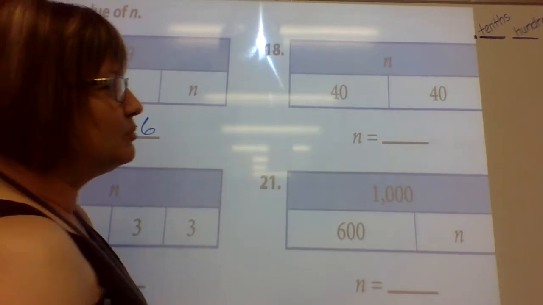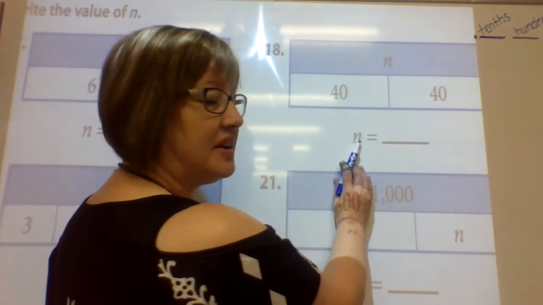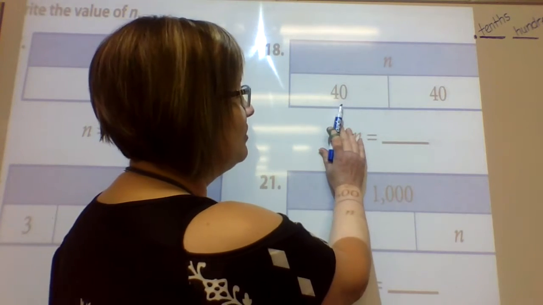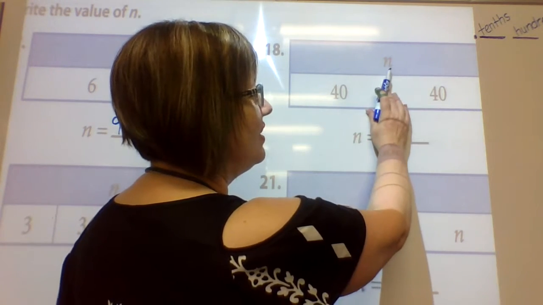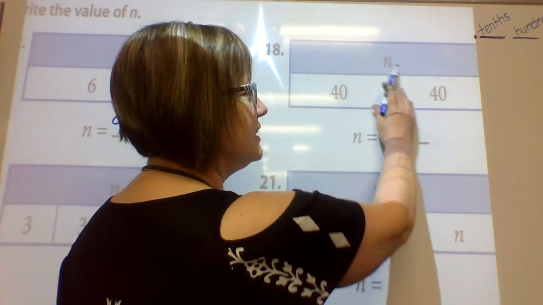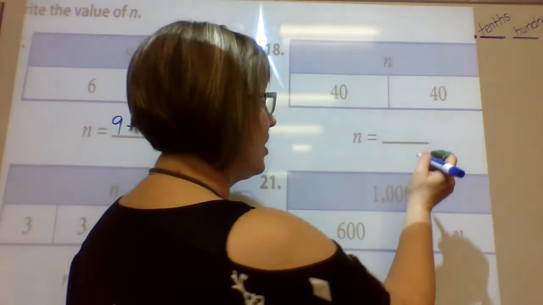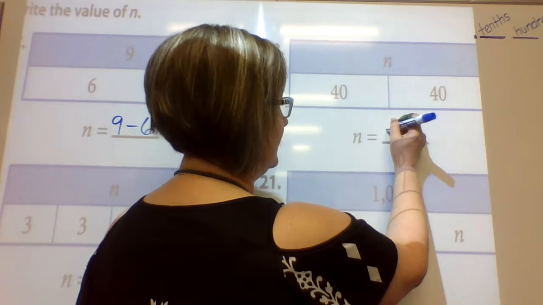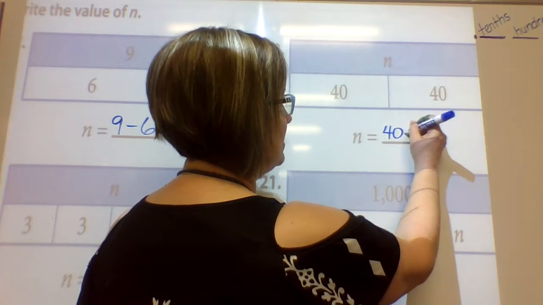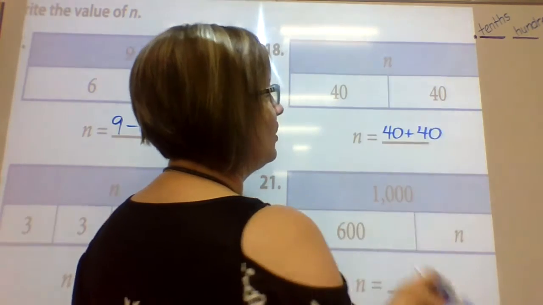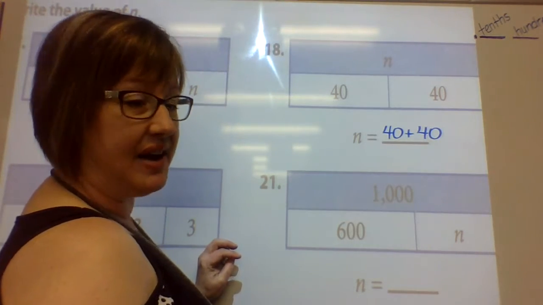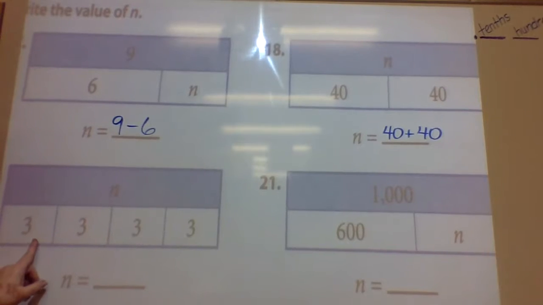Okay. On this one, we want that n is the unknown number. Okay. We have 40 and 40. What would we do to be able to get the n if we use two 40s? Yes, so we would have to do 40 plus 40, which is 80, right?